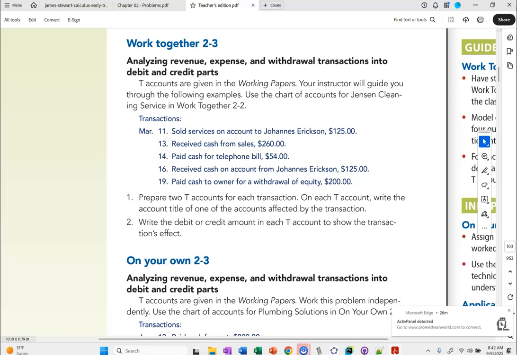And then March 19th, paid cash to owner for a withdrawal of equity, $200. So the two accounts affected are cash and owner's equity. Well, from the list, you'd pick the drawing account. So it says John Jansen drawing. I think it's called John Jensen Drawing, the name of the account in which the owner is taking money out. That's pretty common. That's called drawing, anytime you're the owner and you're taking money out of your business.